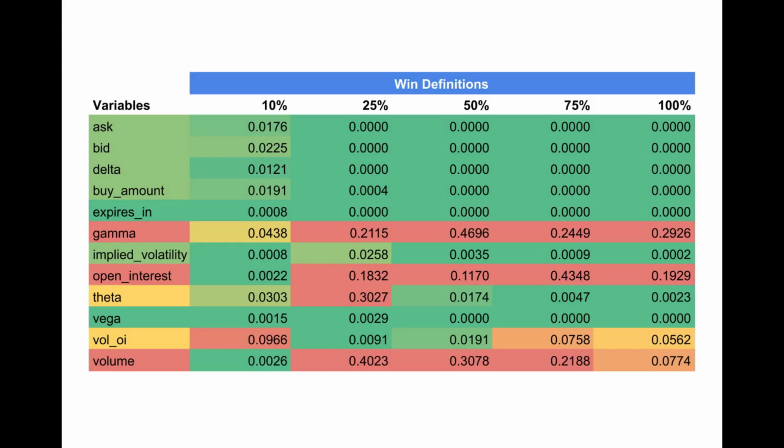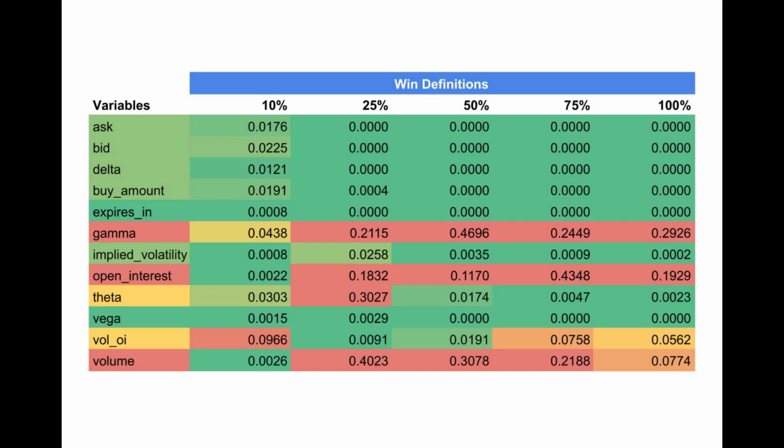Expires in and vega are significant at the 99% confidence level for every single win definition. Delta, ask, buy amount, bid, and implied volatility miss the 99% confidence level for a single win definition, in which they have significance at the 95% confidence level instead.